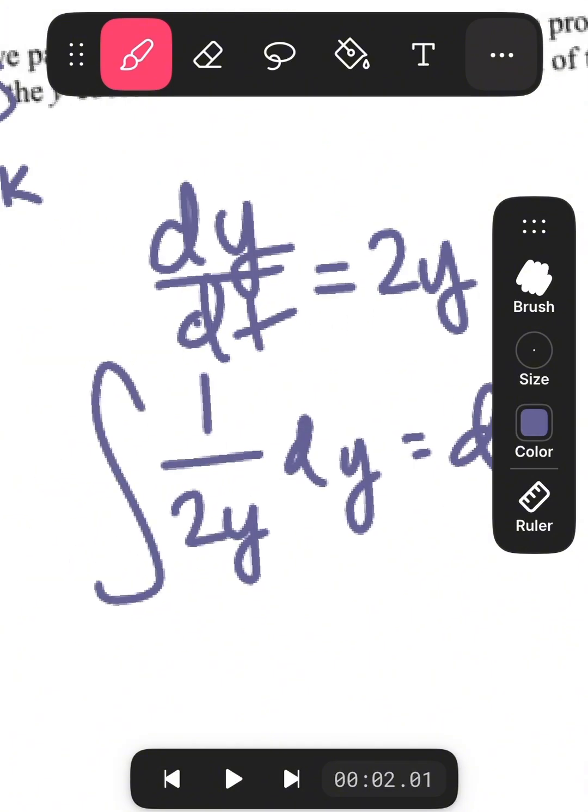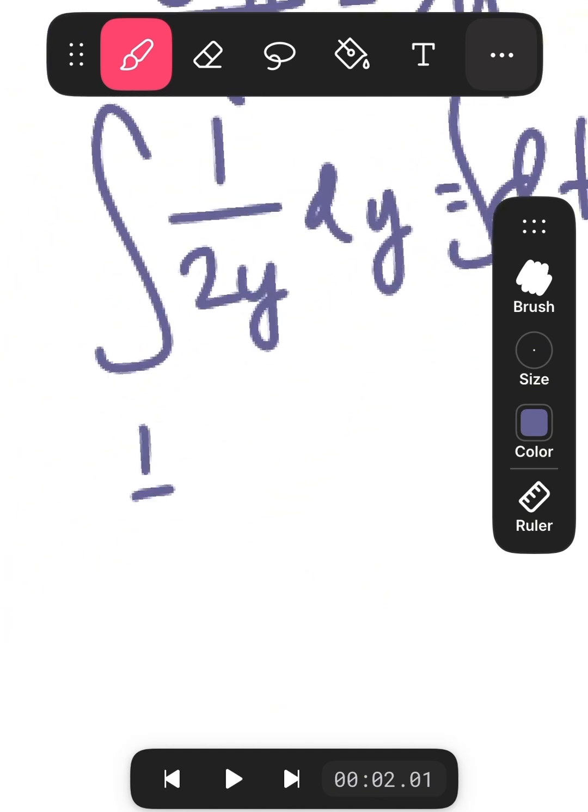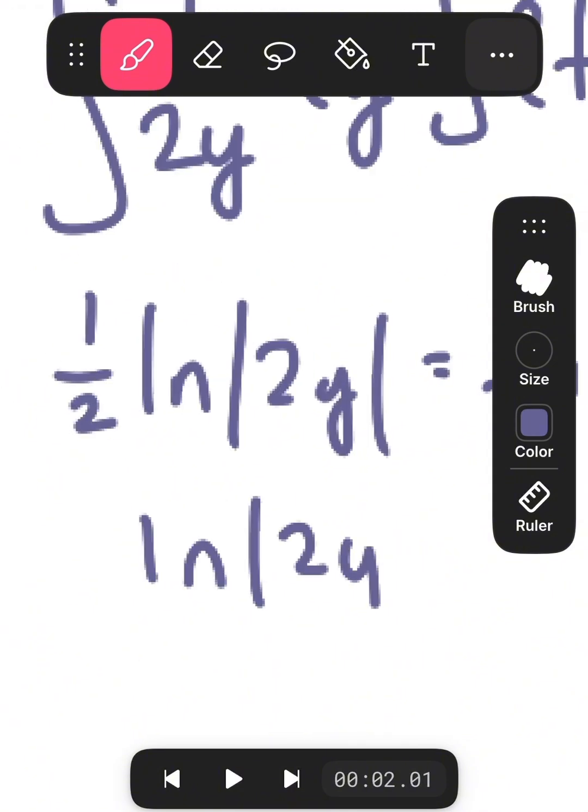Same hunky-dory. Is hunky-dory a word? I think I made that up. Sorry, I'm skipping some steps because I don't want to do them.